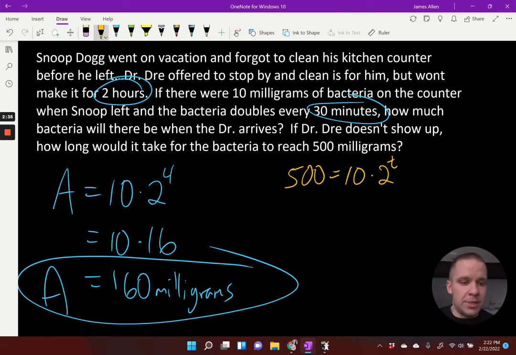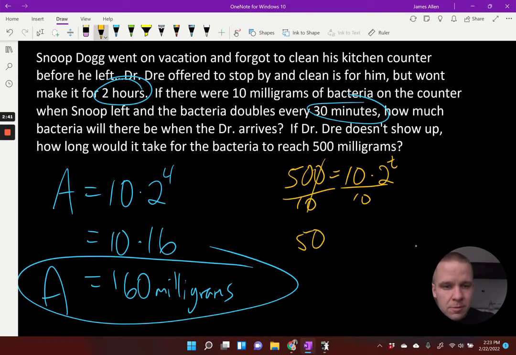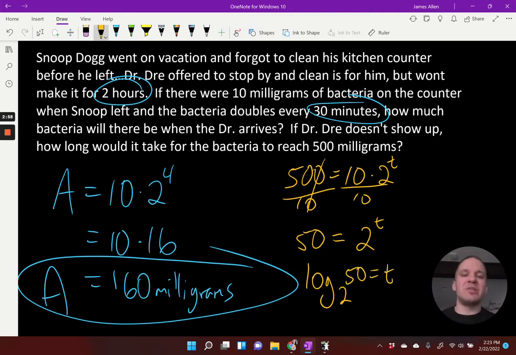So, I'm going to divide by 10 first, and I get 50 equals 2 to the T. Now, I'm in exponential form, and I'm kind of at a dead end. So what do? How about swippity swap, loop and swoop to log form? We're going to have log base 2 of 50 equals T. Boom, I can plug that straight in my calculator.